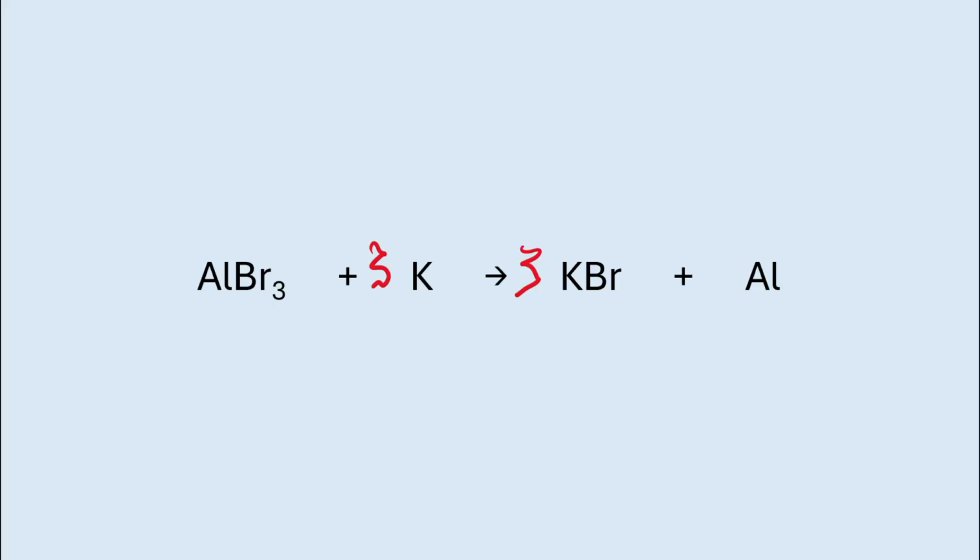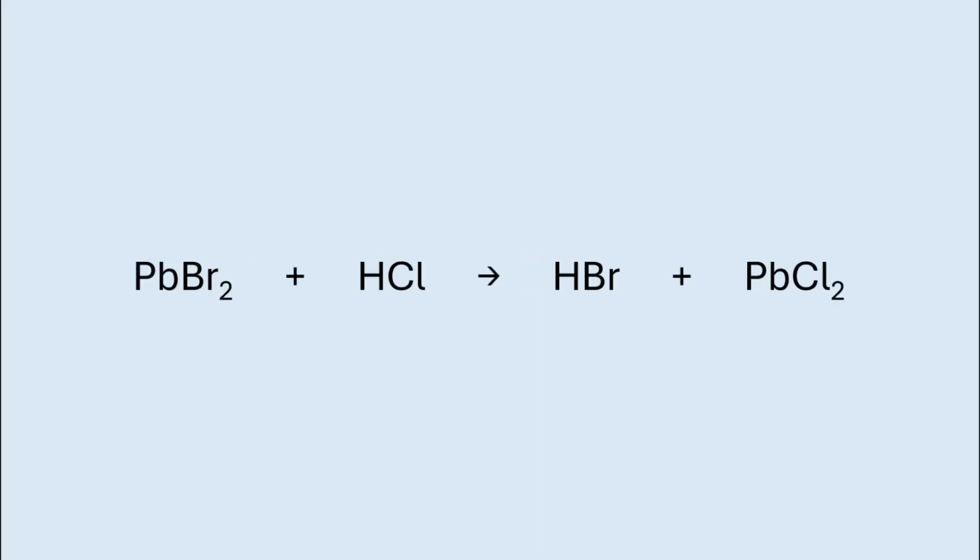Let's look at another equation. Here we have lead bromide reacting with hydrogen chloride to give hydrogen bromide and lead chloride. We'll start with the lead. There's 1 at the start and 1 at the end. So the lead is balanced. By at the start, I mean as a reactant, and at the end, I mean as a product. But the lead is nicely balanced.